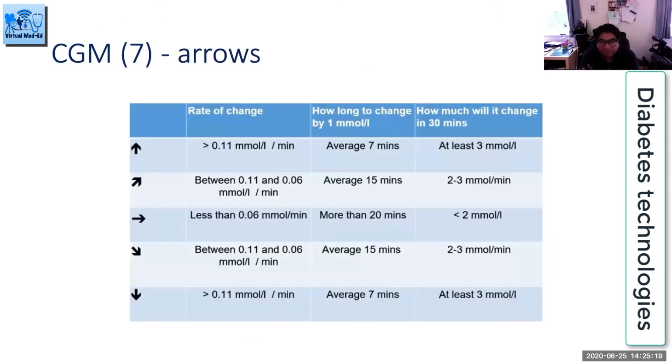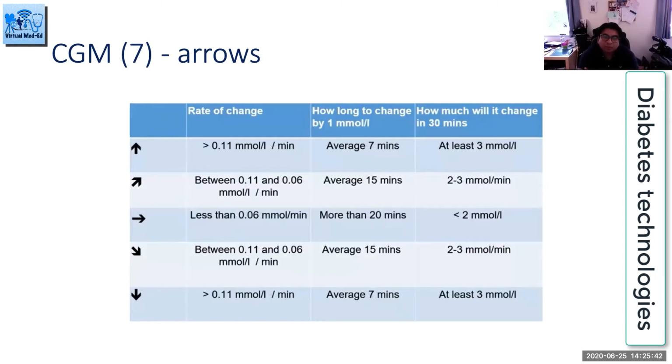In terms of arrows, and again, these are general principles, if you want to put a number to it, this is a ballpark figure. If your arrow is pointing vertically upwards, you're looking at a 1 millimole change occurring within an average 7 minute period. And if you look at 30 minutes, you're expecting a 3 millimole rise in the glucose.